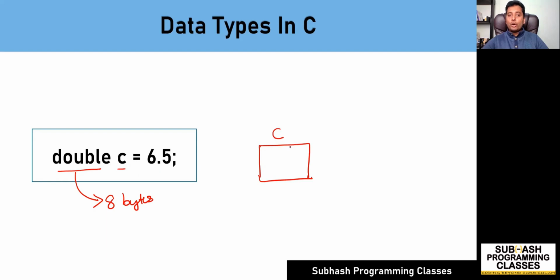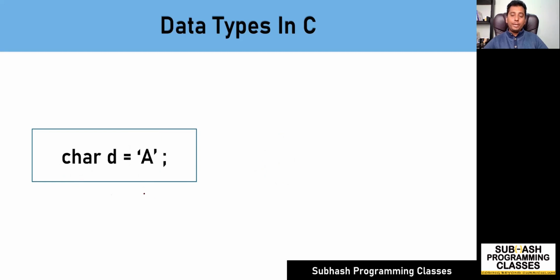And once your memory is allocated and the name has been given to it, once the variable is created, store this floating point constant into c, which is nothing but 6.5. So as said earlier, the double data type is used to represent 64-bit floating point constants. Now, the next kind of data type is the char data type.